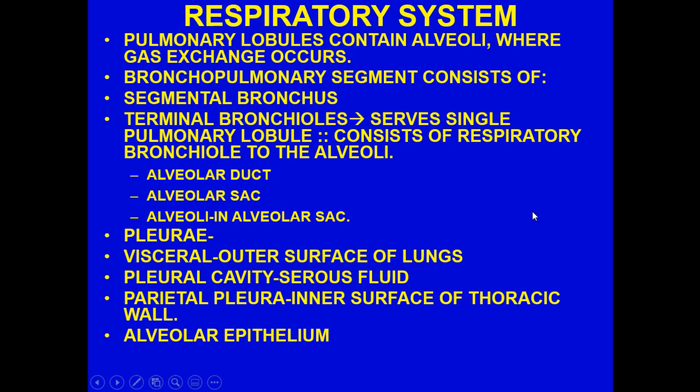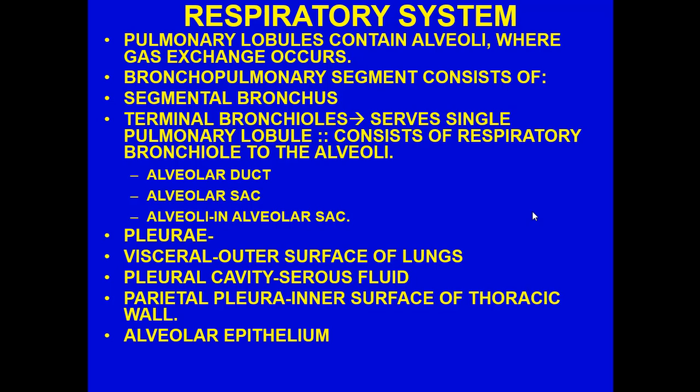Now, the pulmonary lobules contain alveoli, where gas exchange actually occurs. The bronchopulmonary segment will consist of segmental bronchus, the terminal bronchioles, which serve a single pulmonary lobule, and they consist of respiratory bronchiole going all the way to the alveoli. In that area of the alveoli, you'll have the alveolar duct, the alveolar sac, and the alveoli are basically in that alveolar sac. Keep in mind that you have also pleurae.